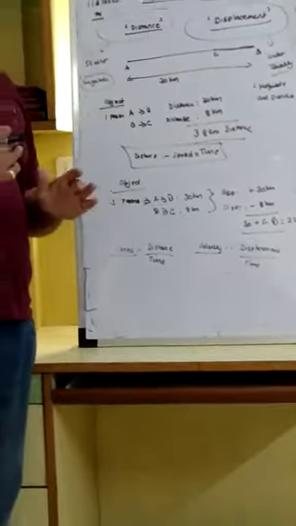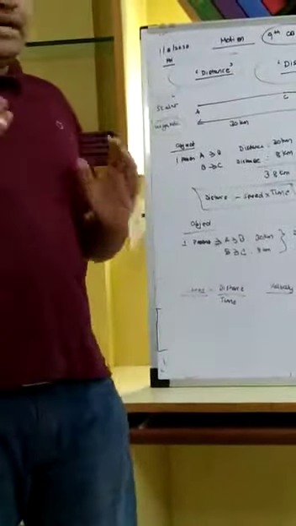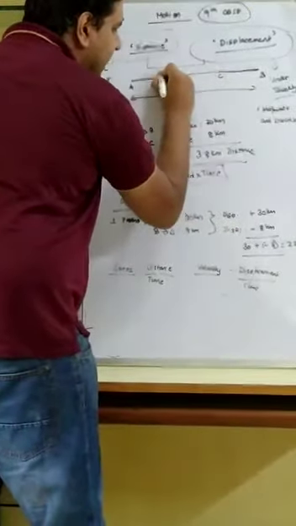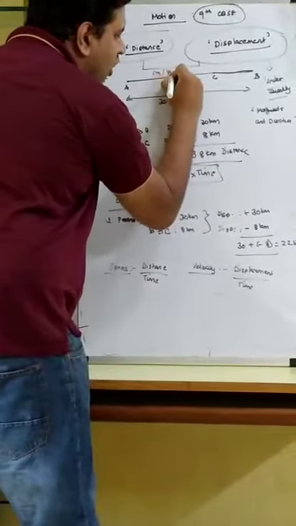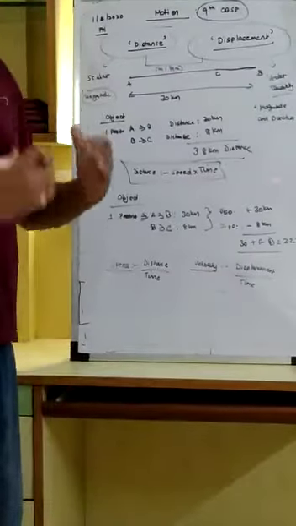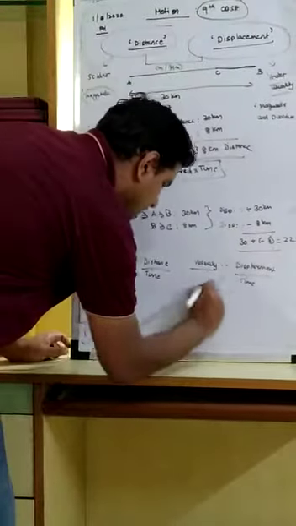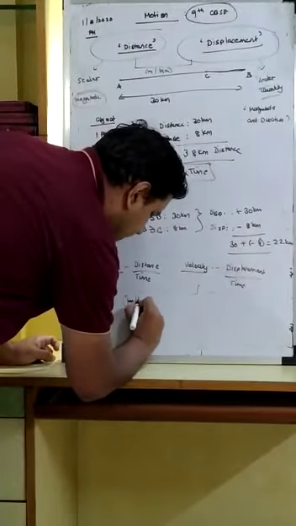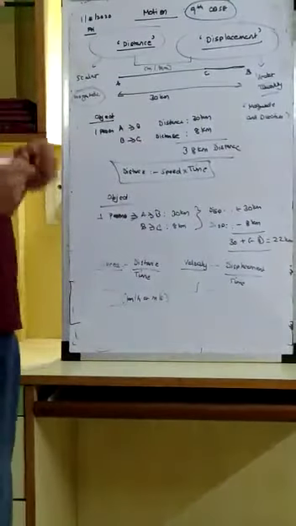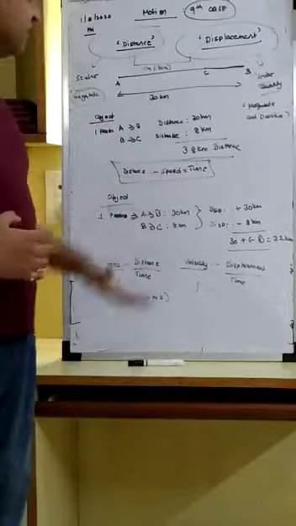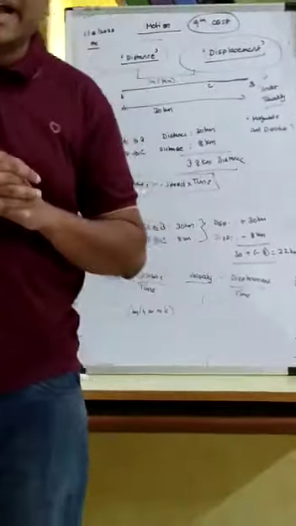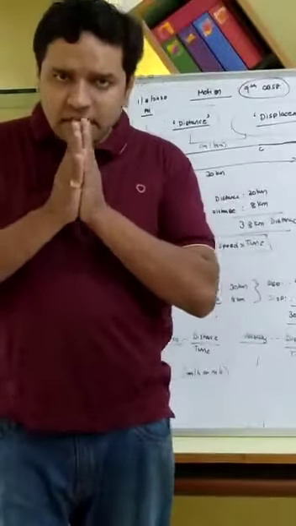Before I rub this, a thing to be noted: distance and displacement both have their units in meters or kilometers. Speed or velocity, both of them have their units in kilometer per hour or meter per second. So what did we just see here? We saw a term called distance, which is mathematically and physically defined as speed into time.